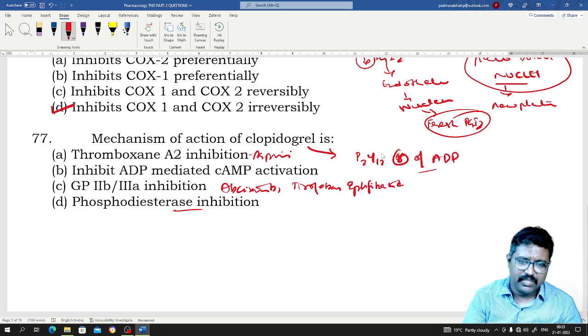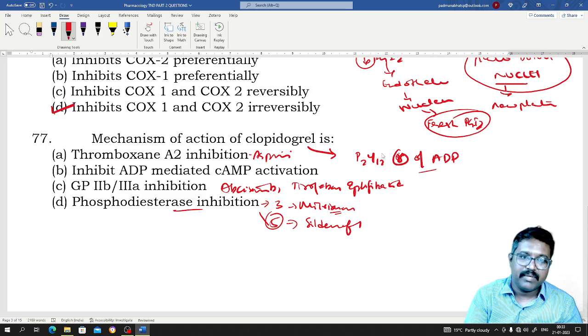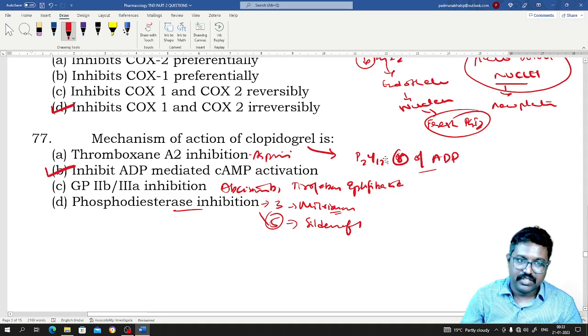Phosphodiesterase inhibitor examples, you have got many drugs inhibiting phosphodiesterase enzyme; phosphodiesterase 5 is the most frequently asked, that is sildenafil, and you have got milrinone, amrinone, etc. So here the mechanism of action of clopidogrel is they are going to inhibit the ADP mediated cyclic AMP inactivation. Is that clear?